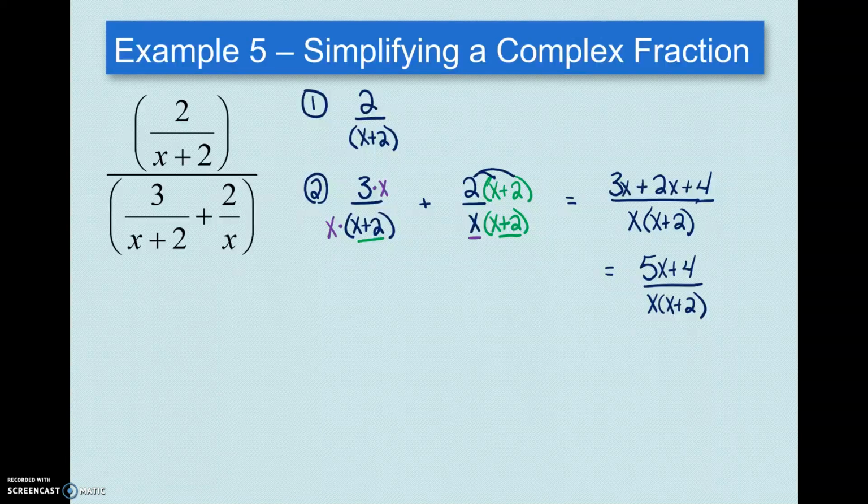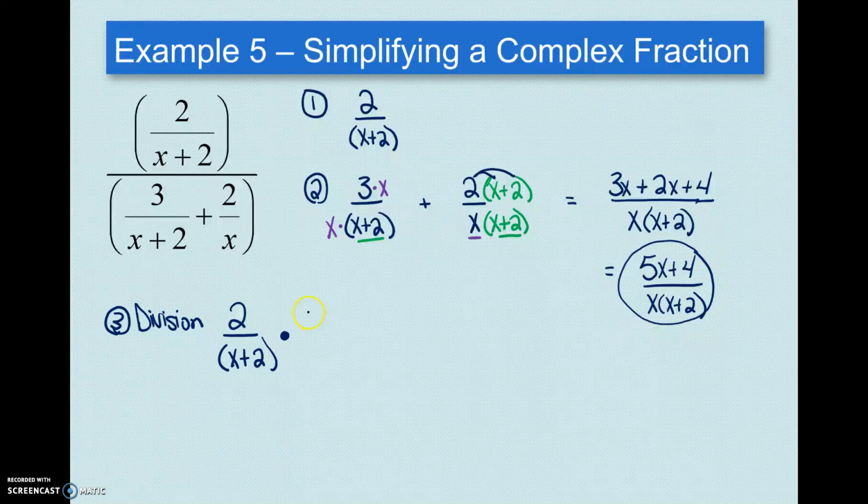Okay, now here's the bad part. That is just the simplified bottom of the original complex fraction. So now we need to do step 3, which is do the division. Or if you want to skip a step, don't divide. Keep the first fraction the same, so 2 over x plus 2. Change the sign to multiply, and what are we going to do to this fraction? Flip it. x times x plus 2 over 5x plus 4.